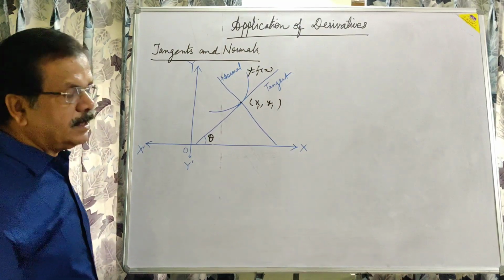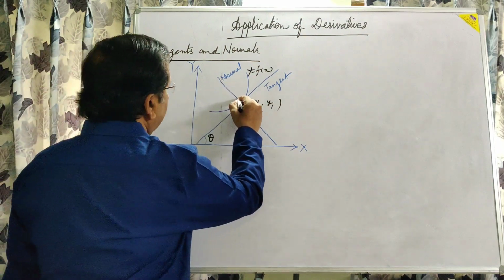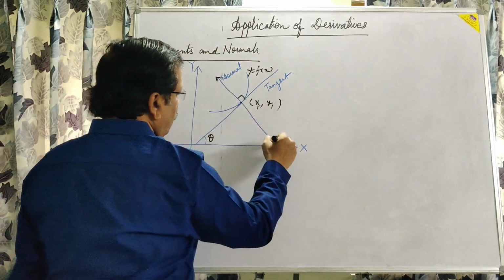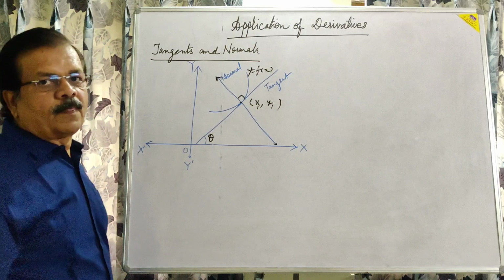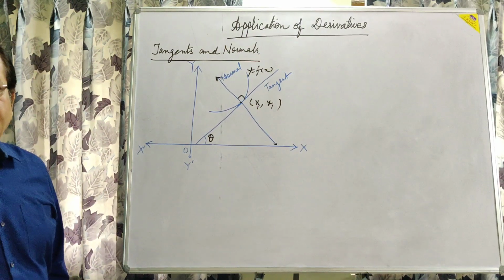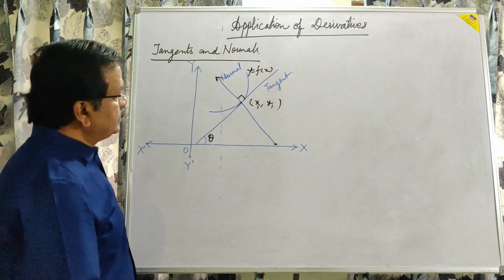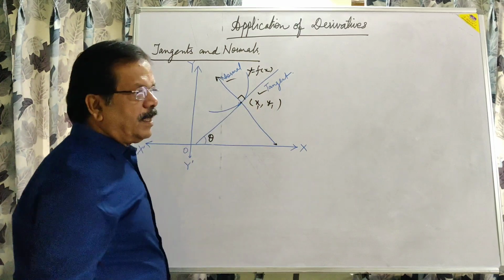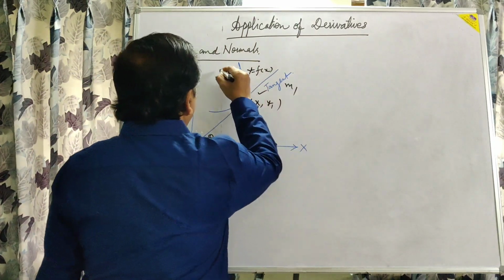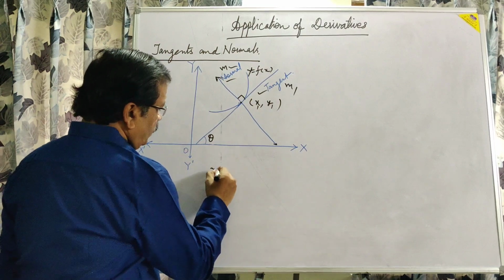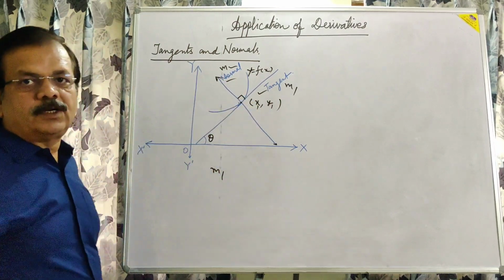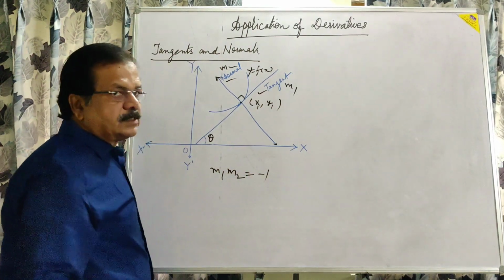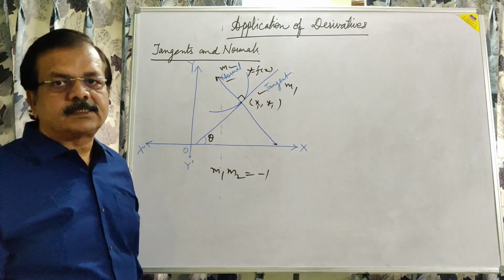Now if we draw another line which is perpendicular to this tangent, say this, then this line is called the normal to the curve at (x1, y1). Now you can say that the slope of the tangent, say m1, and the slope of the normal, say m2, satisfy the rule that if two lines are perpendicular to one another, then m1 m2 = -1. We already studied this in lower classes, class 10.